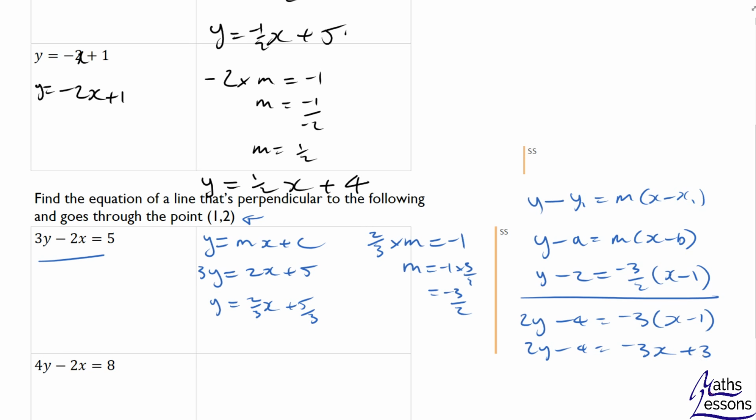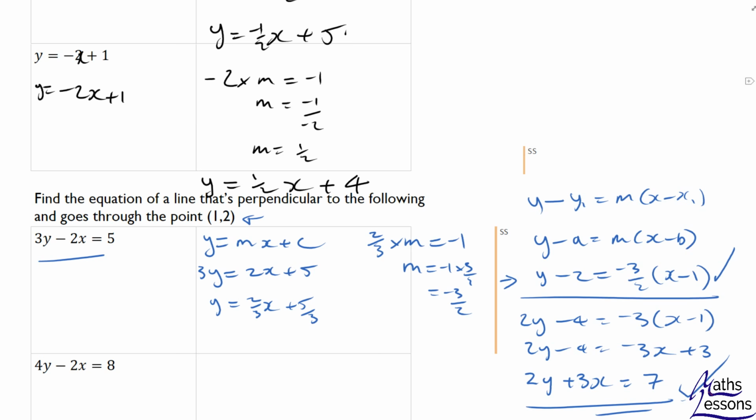-3x plus 3. I can get all my x's, if I bring my x's onto this side, that makes them positive. I get 2y plus 3x equals, add the 4 to the other side, 7. And that's a much neater version of the equation. And both of these would be perfectly good answers for this question because it doesn't ask you to simplify or write in any form. Therefore, if your algebra is a bit shaky, you could stop right at this here.